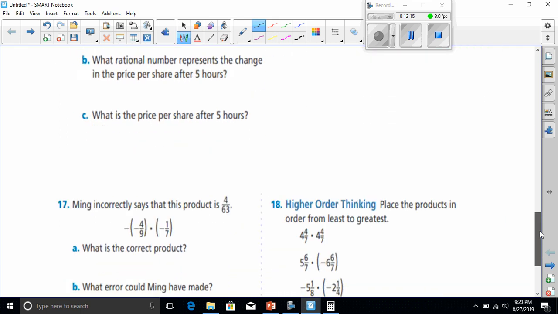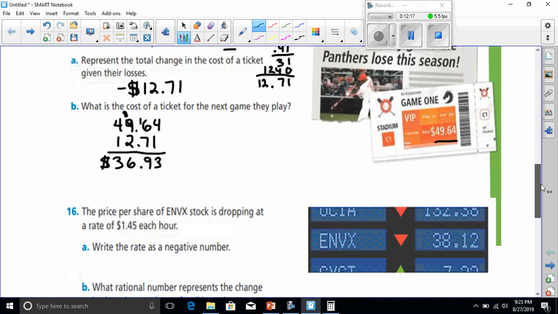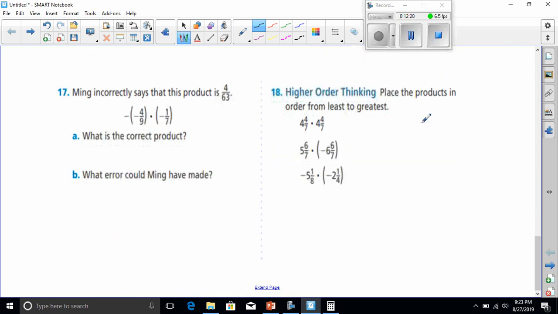And do I have any more to do? Nope, 16. Oh, here we go, number 17. Yes, I do. All right, so let's go on to number 17. It says Ming incorrectly says that this product is 4/63. Well, we're going to have to look at this very carefully here. What is the correct product? Well, the correct product, let's see, we've got a negative times a negative, and that's going to make a positive, right? So this is really positive 4/9. And we're going to multiply this to negative 1/7.